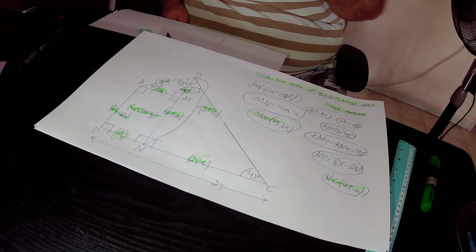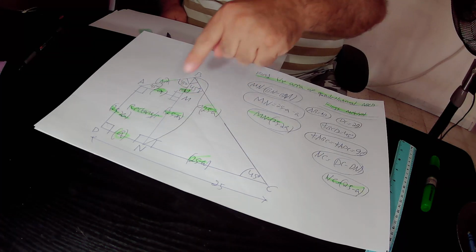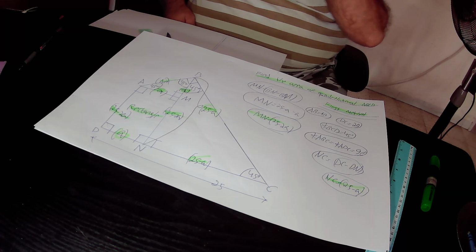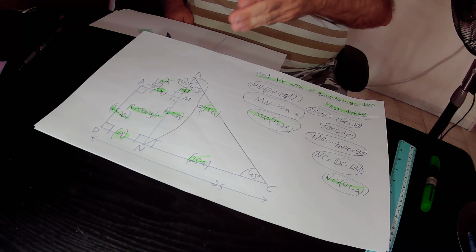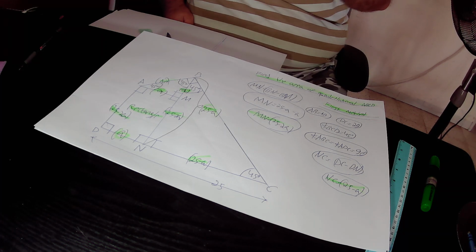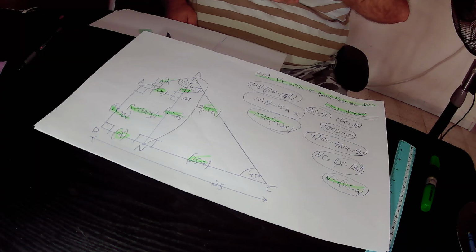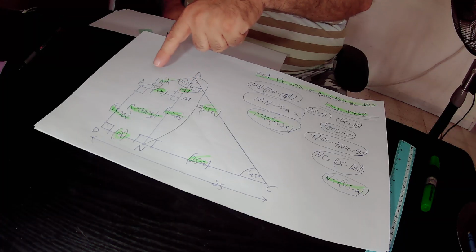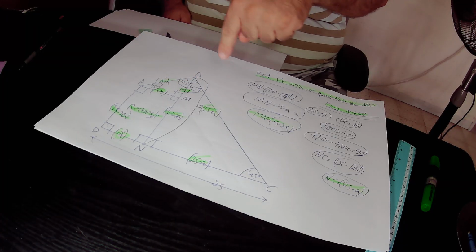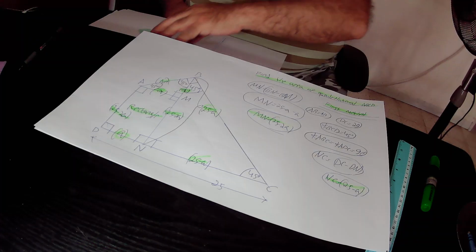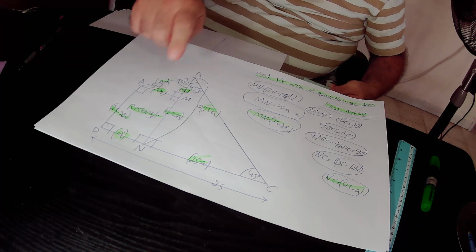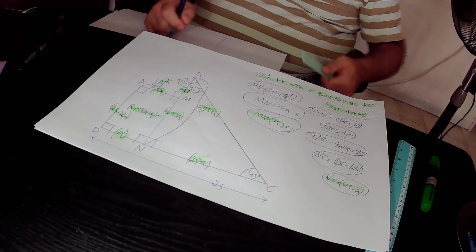So in quadrilateral ABND, side BN is parallel to the opposite side AD. And this is exactly the definition of a trapezoid. A trapezoid is a quadrilateral with one pair of parallel sides. In trapezoid ABND, side BN is parallel to side AD, and therefore quadrilateral ABND is a trapezoid.